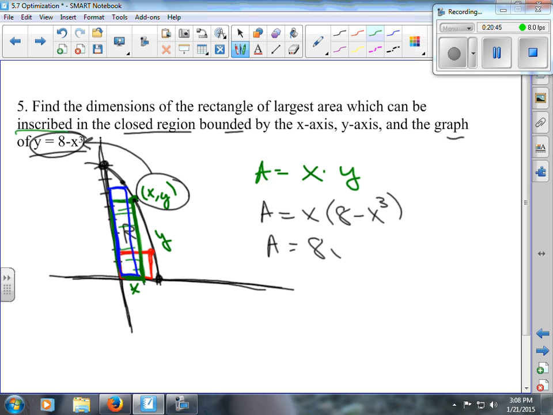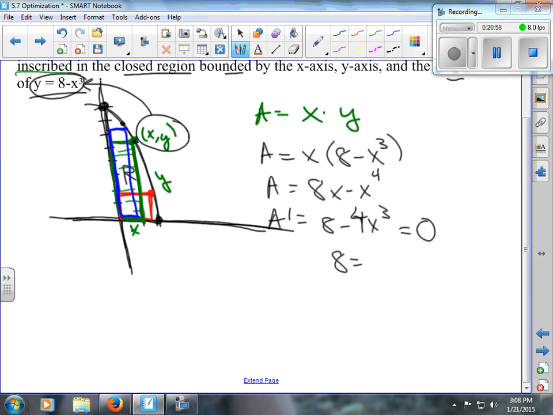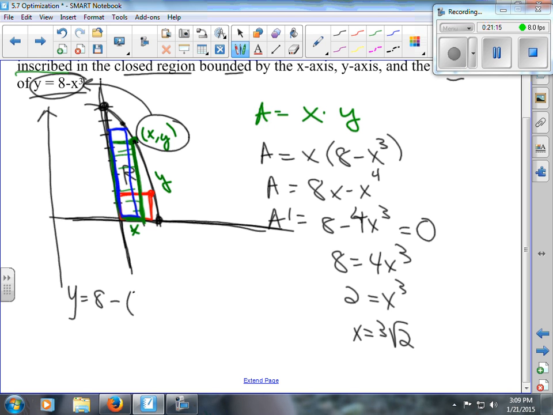So we distribute x, take the derivative, 8 minus 4x to the third, set this equal to 0 to find the critical points because critical points are where maxes and mins occur. So this happens when x to the third is 2. And so x is going to be the cube root of 2. And so if x is cube root of 2, what is y? I have to go back to this equation right here. Y would be 8 minus cube root of 2 cubed, which is 8 minus 2, or 6.